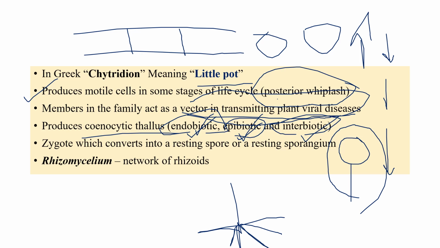Now the next question is, what is rhizomycelium? Generally, a network of rhizoids is called a rhizomycelium. And another point is that the zygote converts into a resting spore or a resting sporangium. During the copulation of male and female gametes, it will produce a zygote, right? So the zygote will convert into the resting spore or the resting sporangium. So these are all some common features.